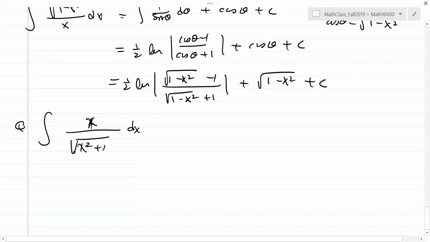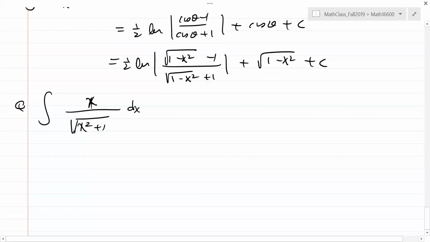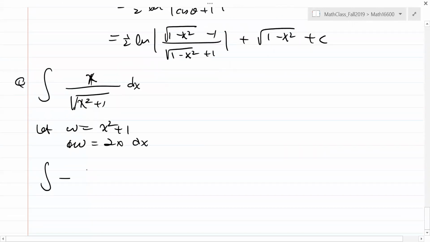First of all, you look at this function, right? There's a natural substitution you can try, because there's x on the top. It significantly changes the problem if I put x on it. So the first method you can try is this: let w equal x squared plus 1, and then dw equals 2x dx. So this integral is going to be square root w, and x times dx is half of dw.